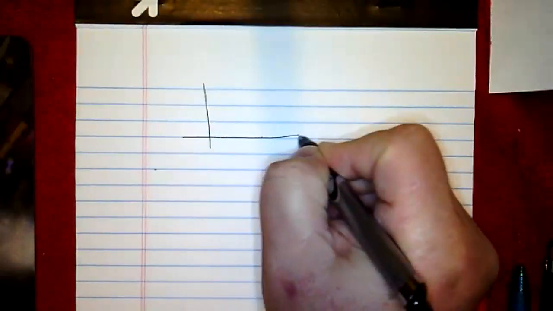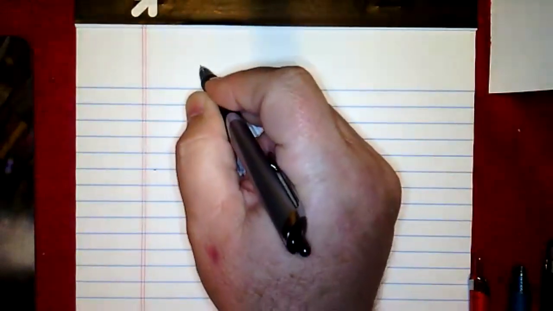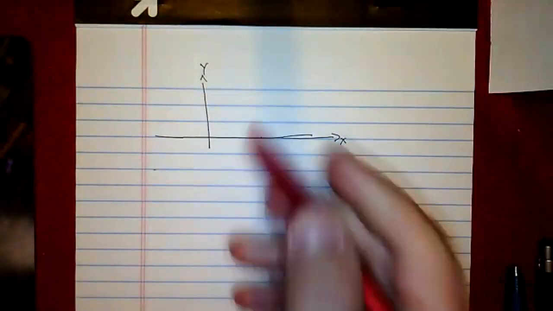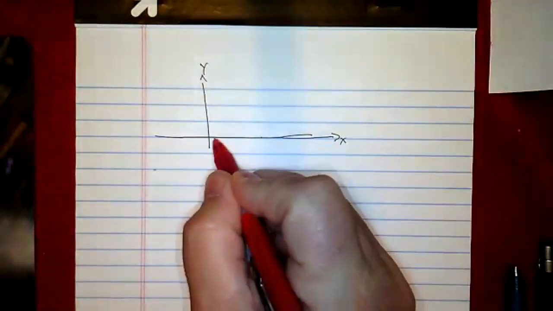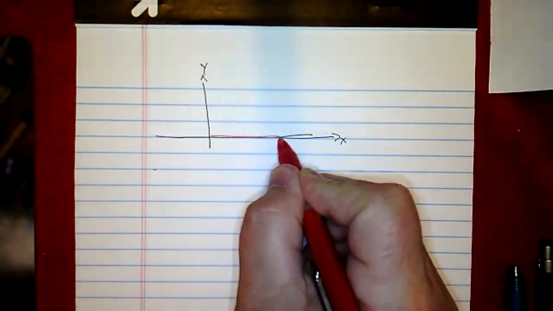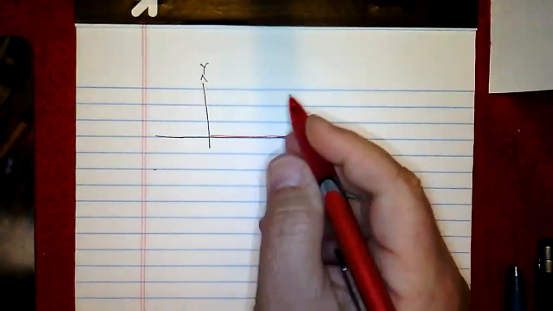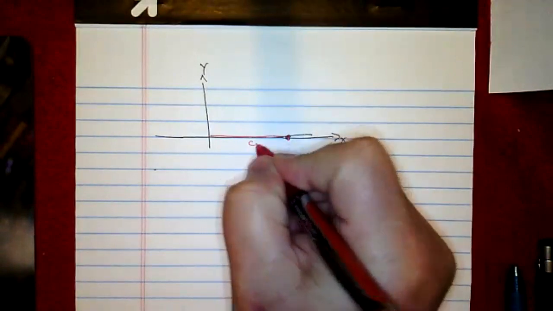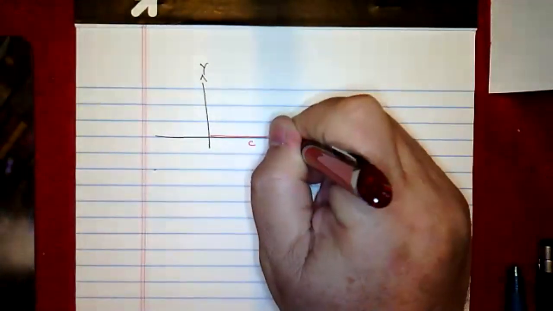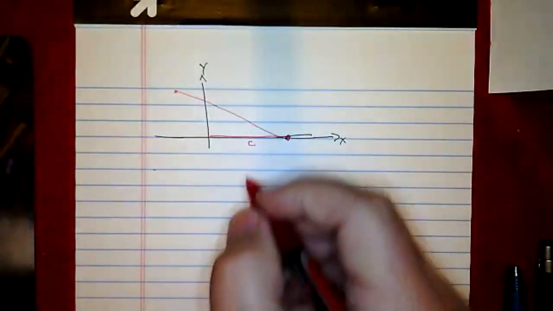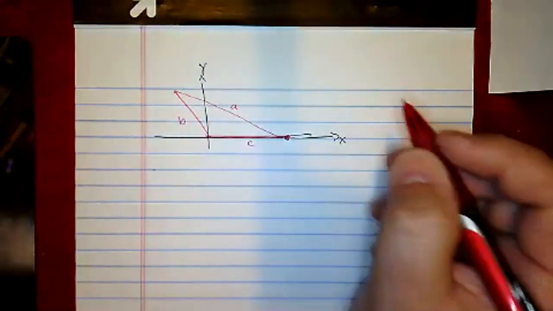So let's imagine an XY plane like so. X really got bad really quickly. And there's my Y. And what I'm going to do is put an oblique triangle on it. So I'm going to have an oblique triangle that has one side right here, and I'm going to call that side C, and that's a lowercase c, of course. Then I'm going to have a side here, and I'm going to call that side A. Again, lowercase a.